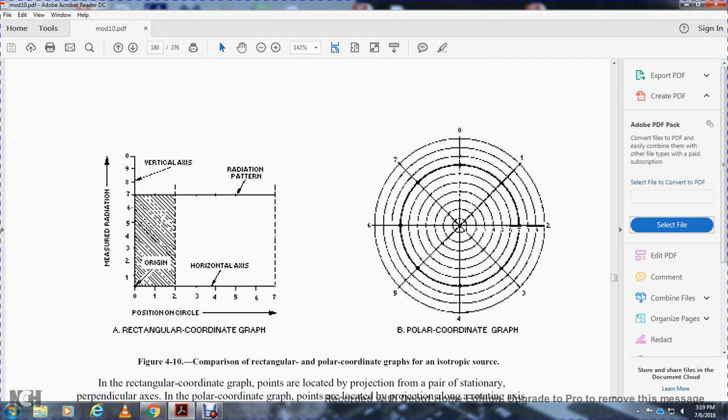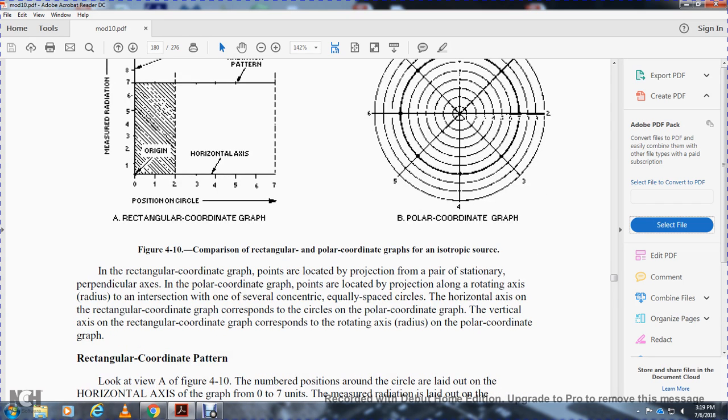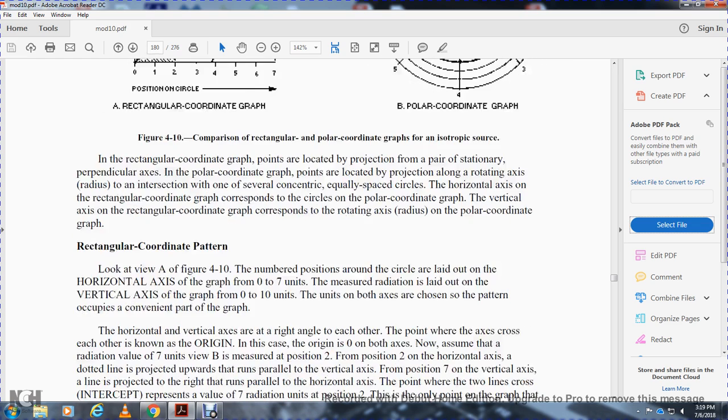Both show the measured radiation over the position in the circle. The origin is the vertical axis for the radiation pattern, and the horizontal axis for the polar coordinate graph. In the rectangular coordinate graph, points are located by the projection of a pair of stationary, perpendicular axes. In the polar coordinate graph, points are located by the projection along a rotating axis of the intersection of several concentric, equally spaced circles. The horizontal axis of the rectangular coordinate graph corresponds to the circle in the polar coordinate graph, and the vertical axis of the rectangular graph corresponds to the rotating radius of the polar graph.